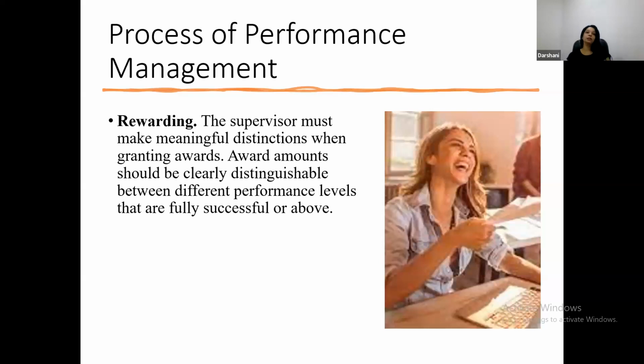When we come into rewarding, the supervisor must make meaningful distinctions when granting awards. Award amounts should be clearly distinguishable between different performance levels that are fully successful or above. This is a huge problem if you do not give the reward rightfully to the right one, right? If it is not given properly to the person who should get it, it will be a huge problem.